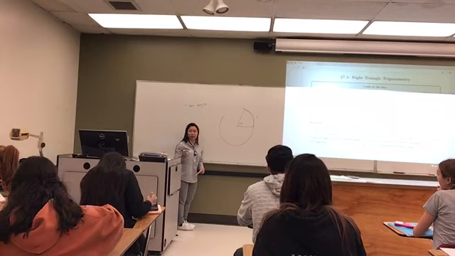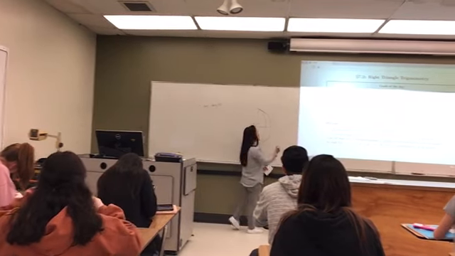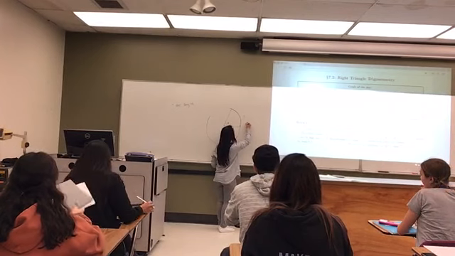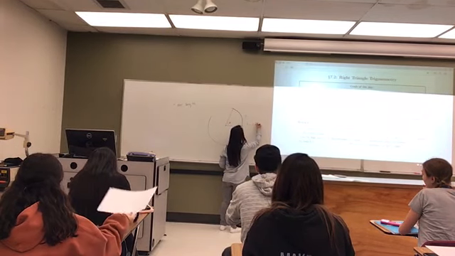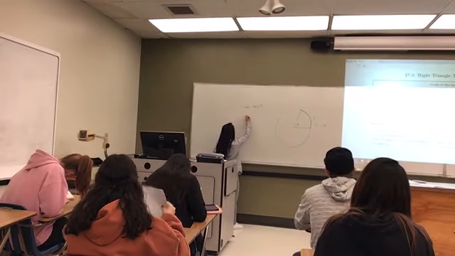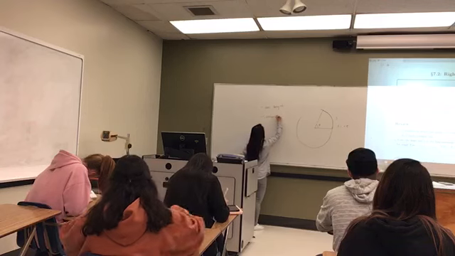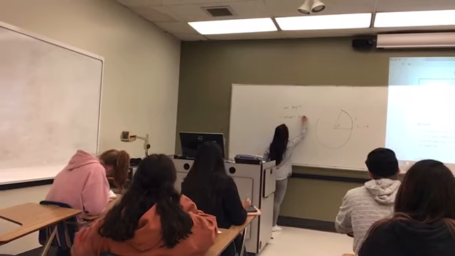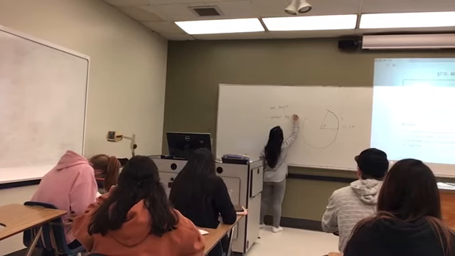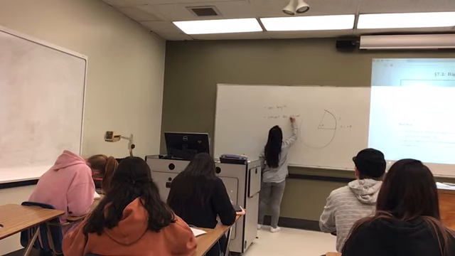Does anyone remember the formula to find the arc length? Yes, S equals R times theta, thank you. And the second concept that we learned is how to convert from degrees to radians and vice versa.